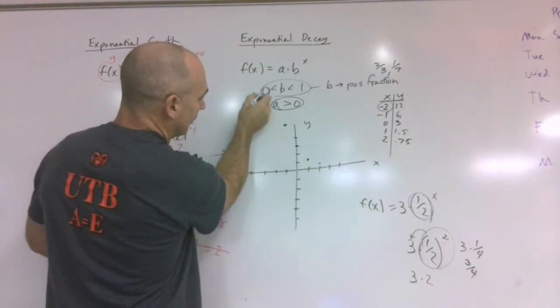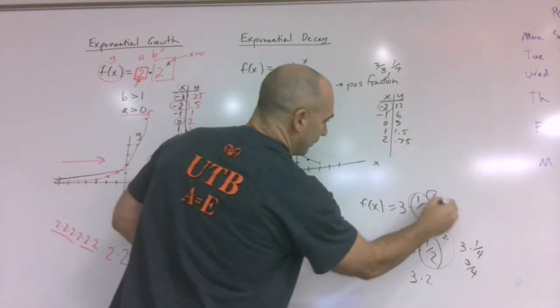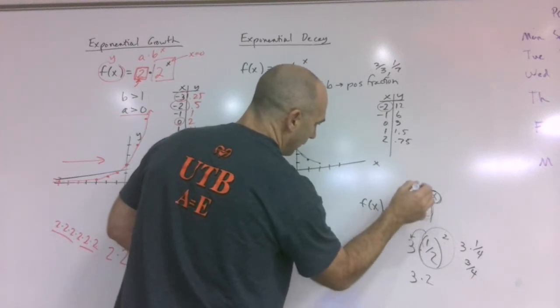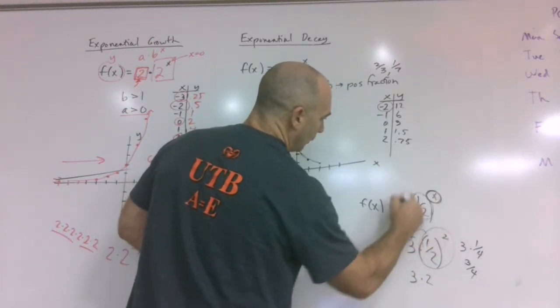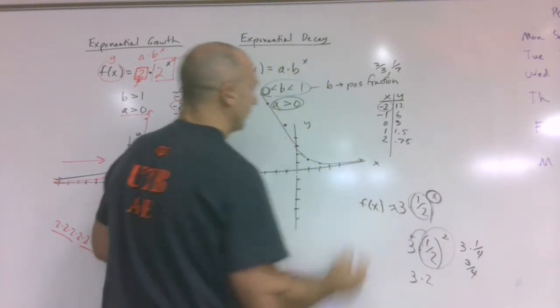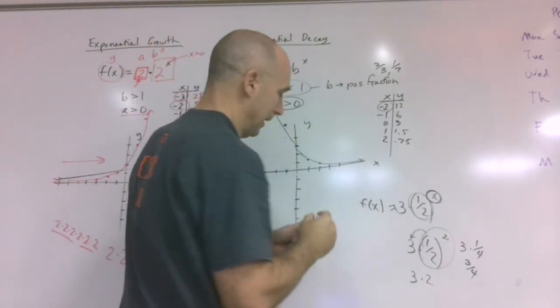You can see what this is doing. It's coming through here, and it's coming like this. And the bigger this number gets, we go 1/2 times 1/2 times 1/2 times 1/2, you see, then we're going to get a smaller value, but it will never be negative. And so it's just going to continue like this. And yeah, this is an asymptote, but that's exponential decay.